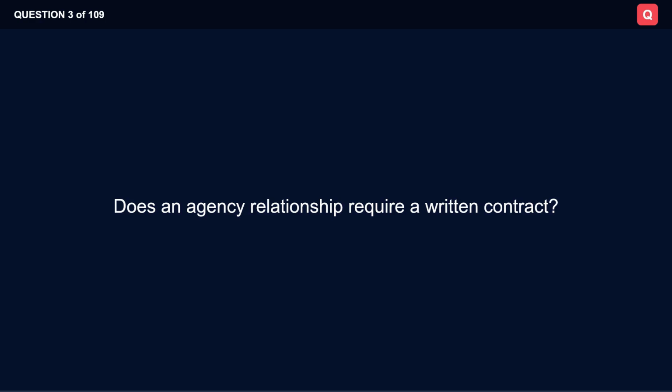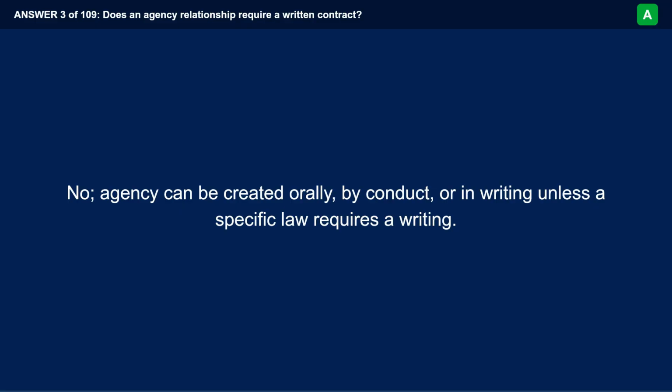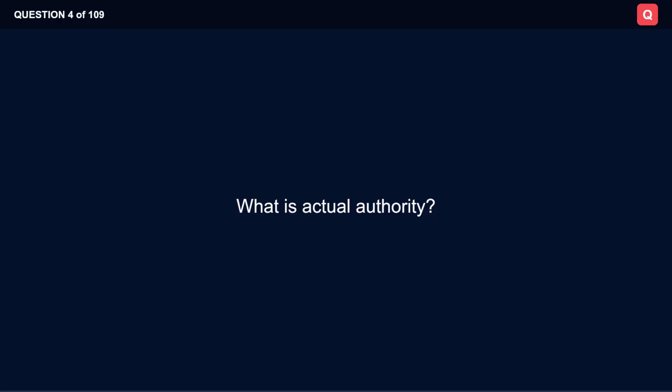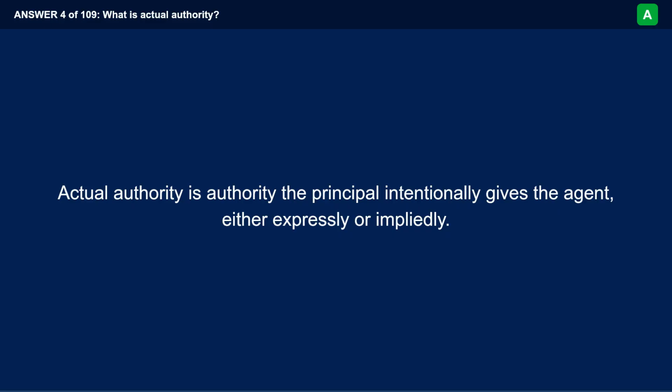Does an agency relationship require a written contract? No, agency can be created orally, by conduct, or in writing unless a specific law requires a writing. What is actual authority? Actual authority is authority the principal intentionally gives the agent, either expressly or impliedly.